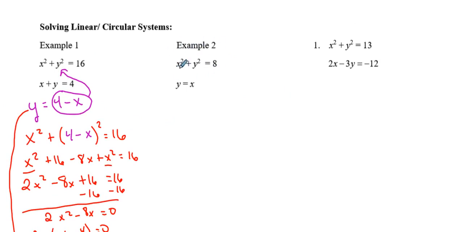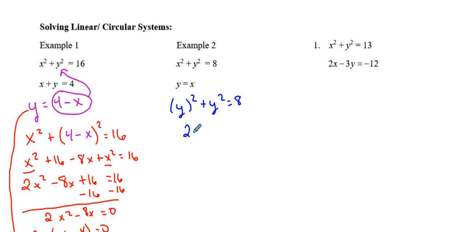So we can go ahead and try this again. In this case, the y is already solved for x. It doesn't matter which way you do this. So this time I'm going to plug y into the x, right? So I'll say (y)^2 + y^2 = 8.